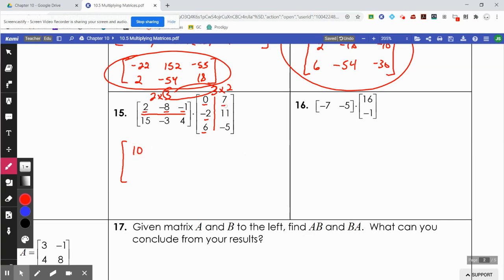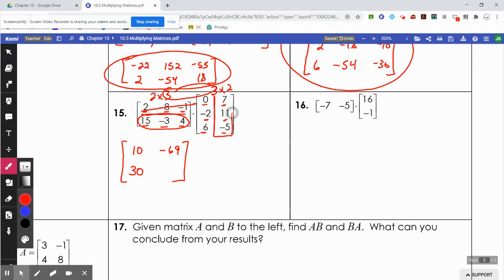Move on to the second column. First row, second column. 2, -8, -1 with these 3 numbers. 2 with 7 is 14, -88, and 5, which gives you a negative 69. We're done with our first row. Now let's move on to our second row. 15 with 0, negative 3 with negative 2, 4 with 6, that's a 0, a 6, and a 24, which gives you 30.